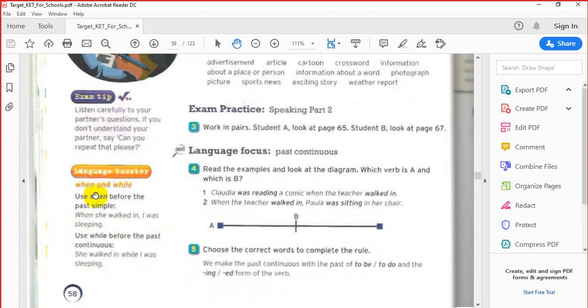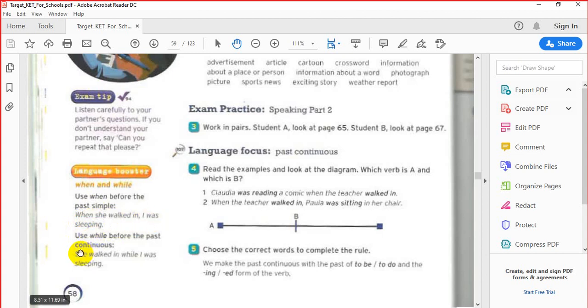So when to use when and while. Let's focus here first. Use when before the past simple. Past simple, meaning to say here, Claudia was. Was is our past simple. When she walked in, I was sleeping. So we use when, and then it's before the verb, the past simple, walked. When she walked in, I was sleeping.